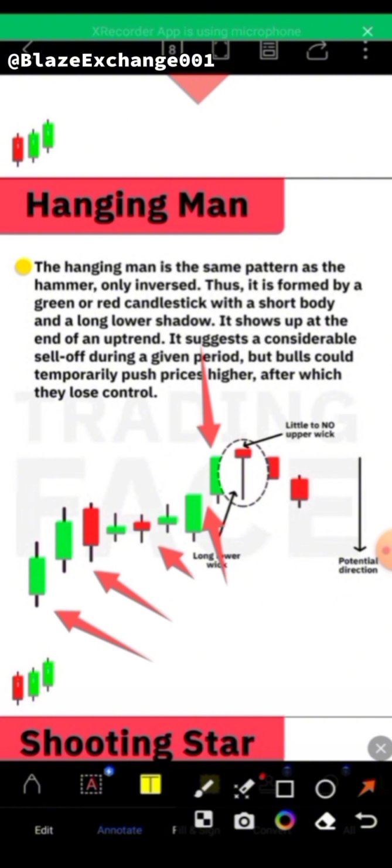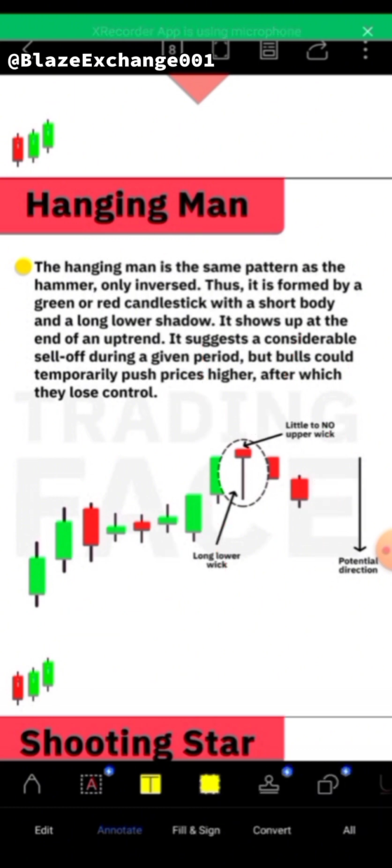They say it suggests a continuous sell-off during a given period, but the bulls could not temporarily push the price higher. They cannot push it higher, after which they lose control and give it to the bears. You understand what I'm trying to say? So there is little or no wick, like I explained earlier. You can see exactly this in TradingView, or something similar, but with a small wick. If you see a long wick, that's not this, that's a hanging man or hammer. You might see a small or no wick, sometimes you might not see it. And if you see it, it is giving a potential that the market is going down, then you now short.